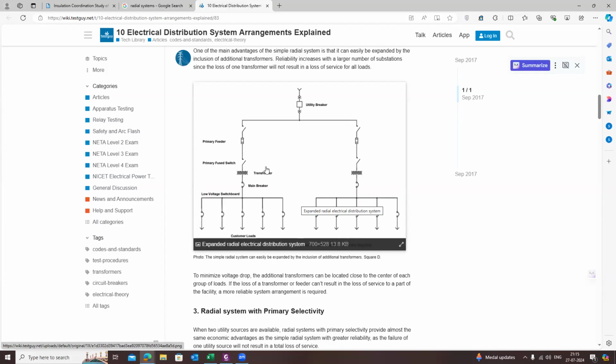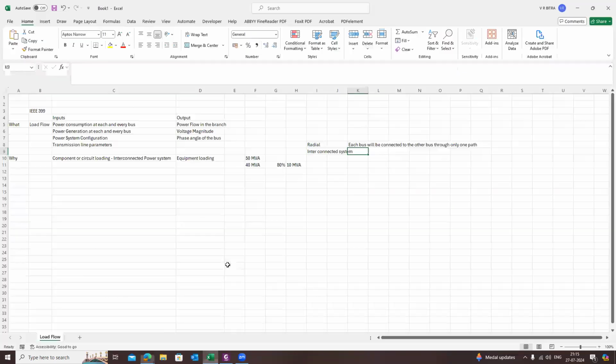If you ask me a question like what are the types of systems that are available, then we can answer that with the different systems available in our power system. One is the radial system. Second, instead of the interconnected system, I will mention closed rings. How will the closed rings be?